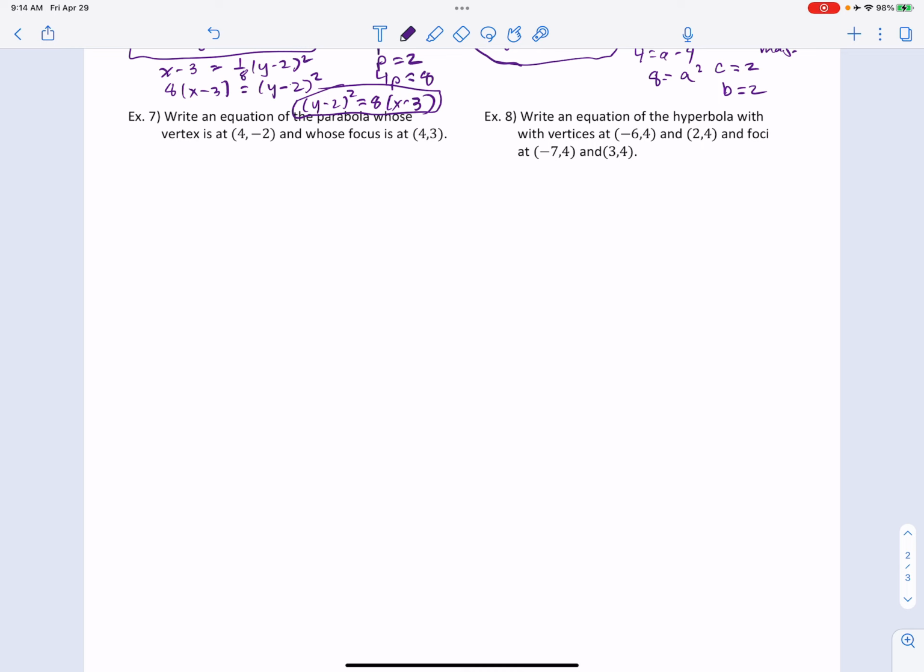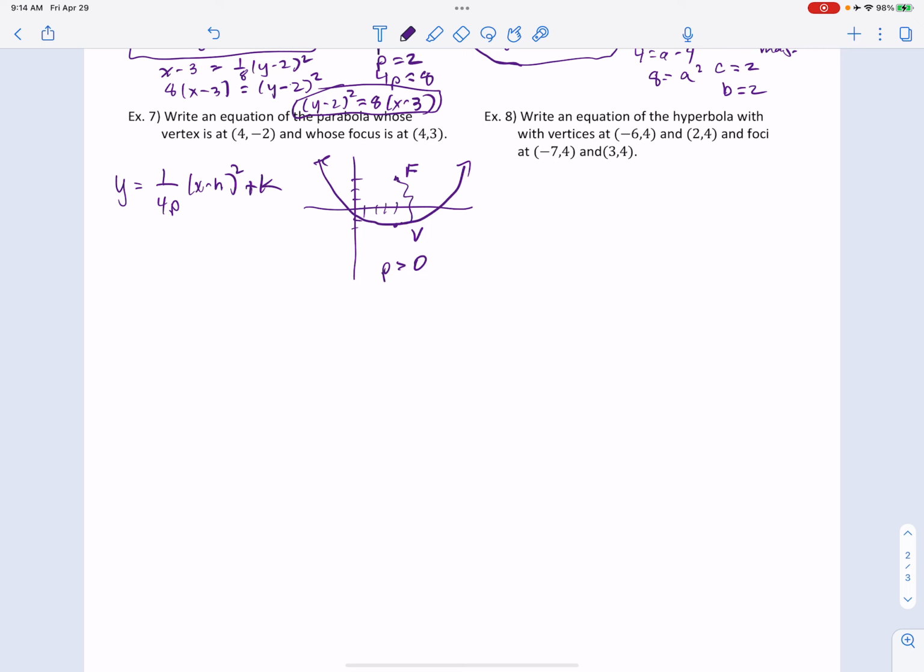Write an equation of a parabola whose vertex is at 4, -2, and focus is 4, 3. So this is the vertex. Focus is at 4, up 3. That tells me we have a parabola opening up. And so that is y equals 1 over 4p times x minus h squared plus k. P is positive, and the distance from the focus to the vertex is the value of p, and that distance is 5. So 4p is 20.